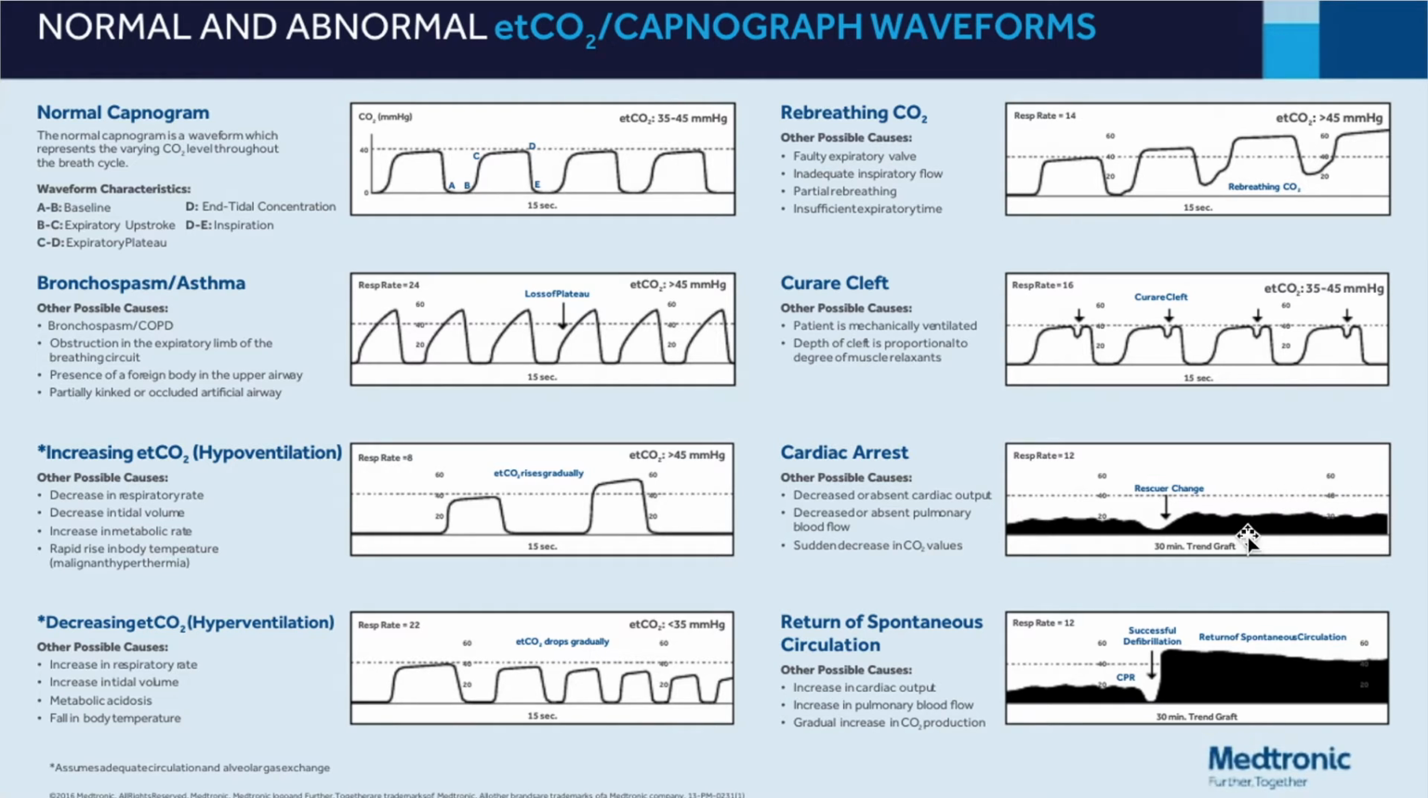In this one right here, this is what you would see during cardiac arrest. So this would be an indication of decreased cardiac output or decreased pulmonary blood flow. So this is what you would see in a sudden decrease in carbon dioxide. And then this right here is what we call ROSC, so it's return of spontaneous circulation. So that happens when CPR is being administered to a patient. So this shows CPR is being done, and then this right here shows successful defibrillation, and then this is the return of spontaneous circulation.